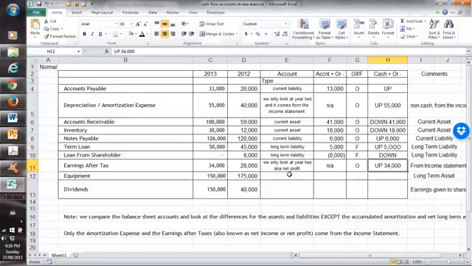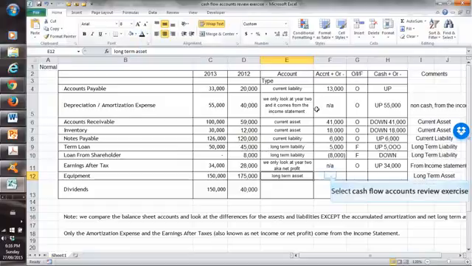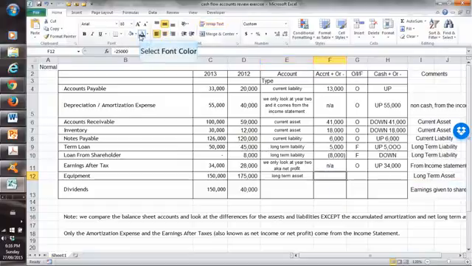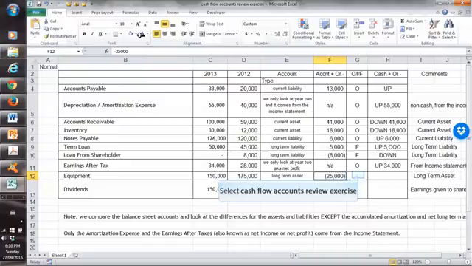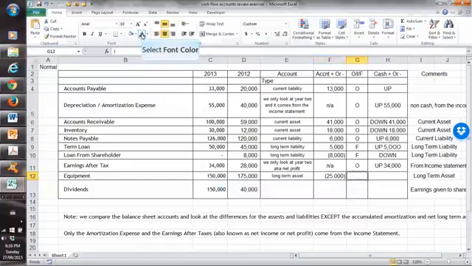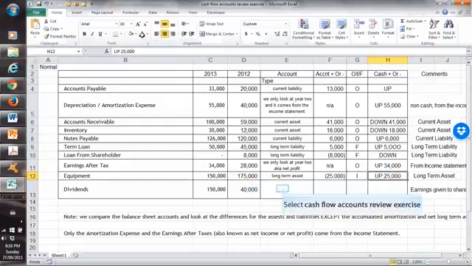Equipment went down. Oh, that's pretty rare. We don't do that too often. Long-term asset went down 25,000. Operating, investing, or financing. Well, that's actually investing. And our cash would go up. So an asset goes down, our cash goes up.